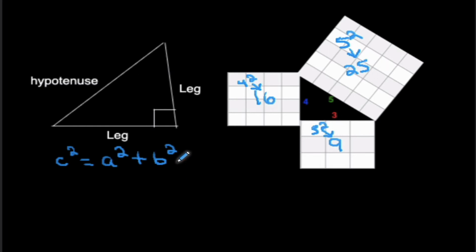Okay, so now sometimes it may be necessary to solve for a missing length of a leg, and it's just like solving an equation. So let's go over some examples.